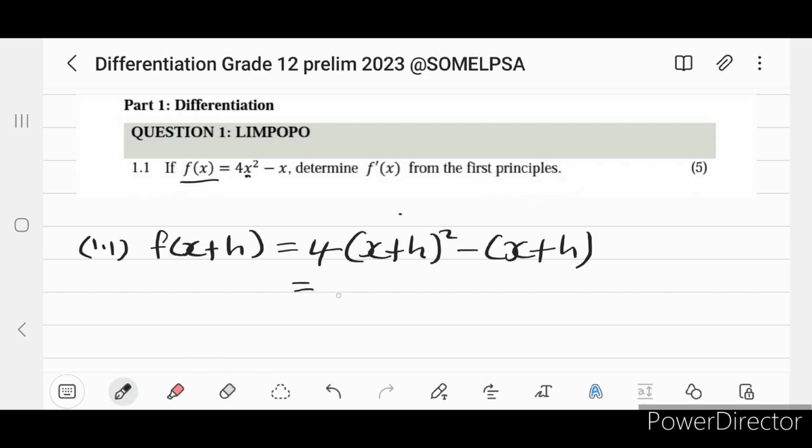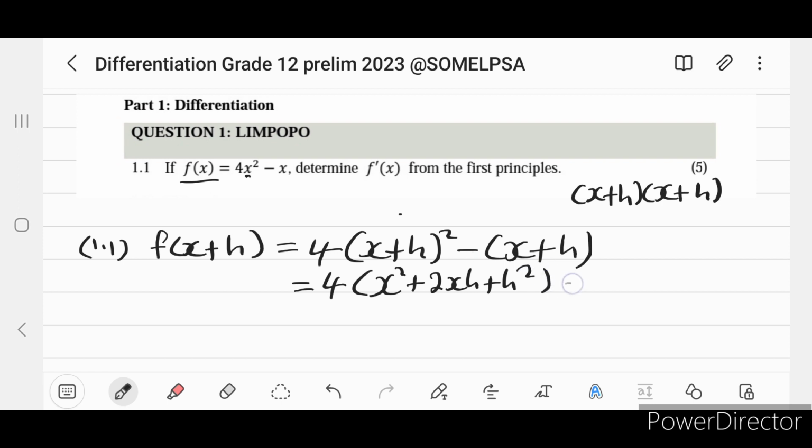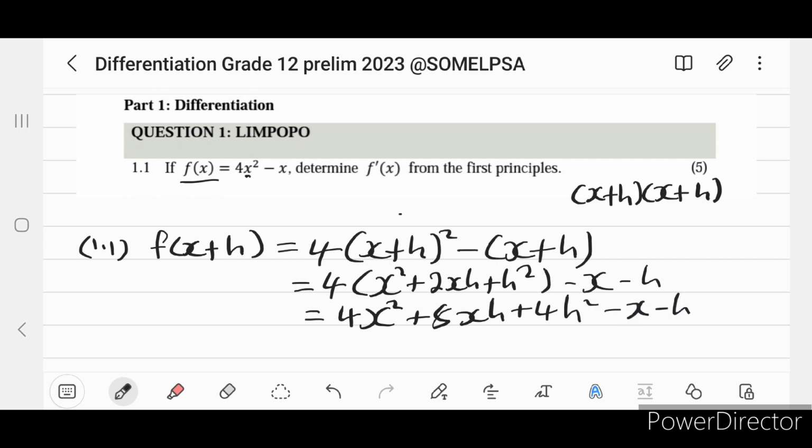Then from here it's algebra. So x plus h squared is x plus h, x plus h. If you multiply this out using algebra, you will find x squared plus 2xh plus h squared. And then this times that is minus x, this times that is minus h. Therefore, 4x squared plus 8xh plus 4h squared minus x minus h.